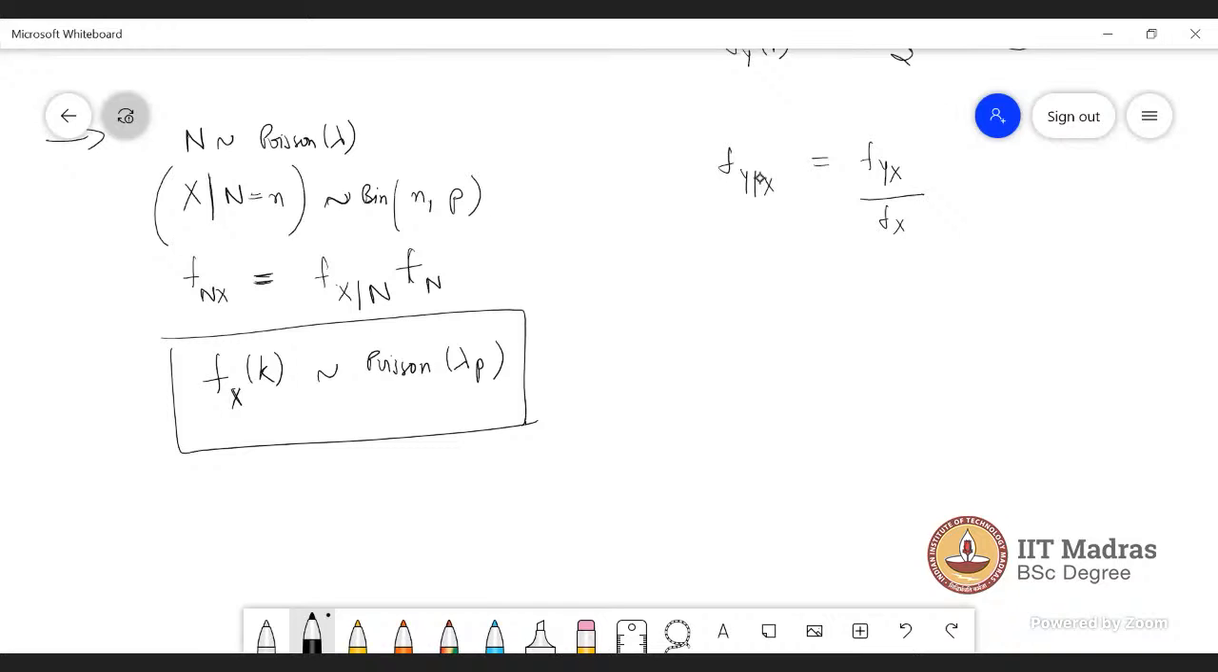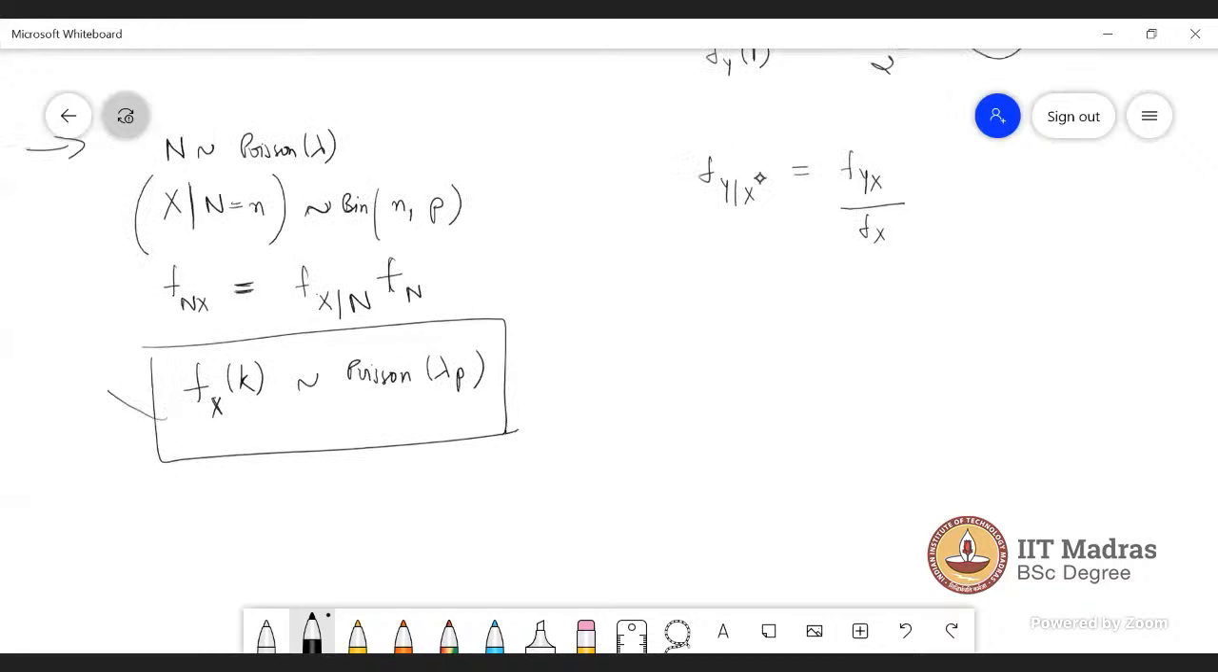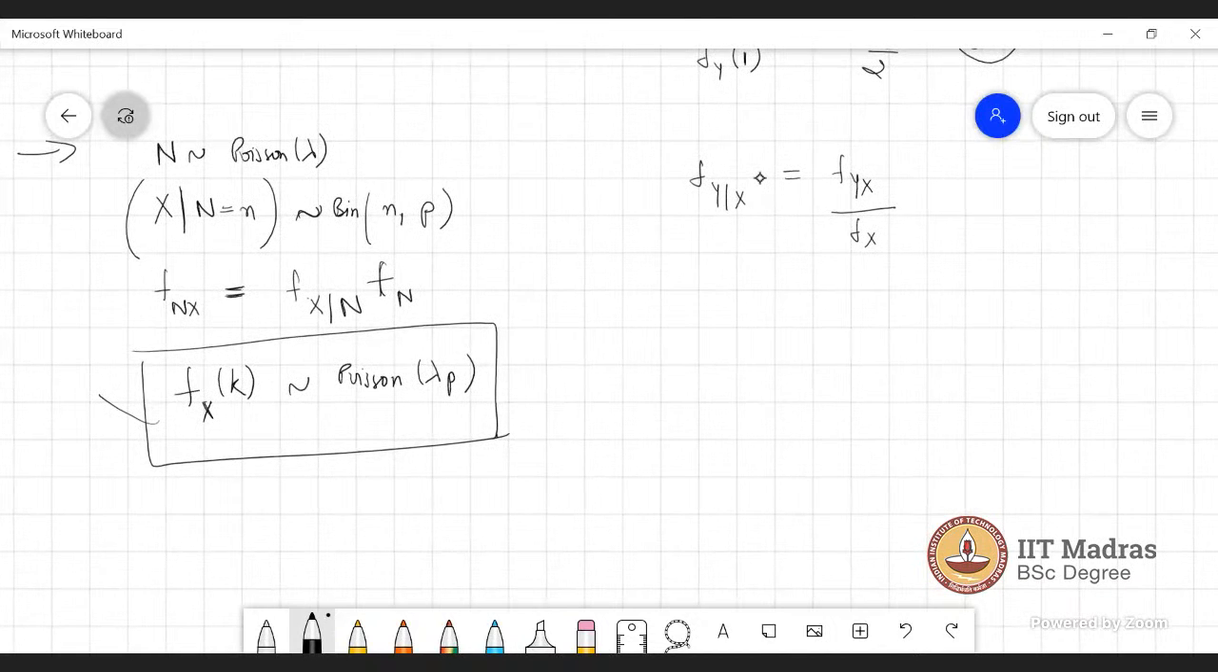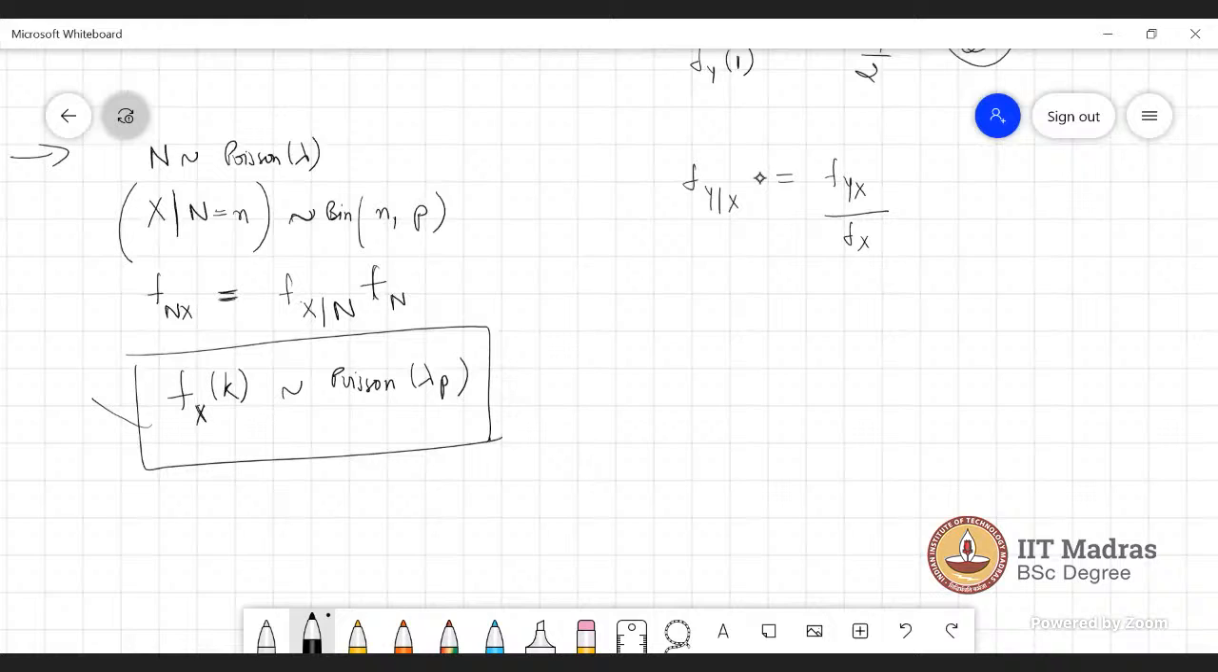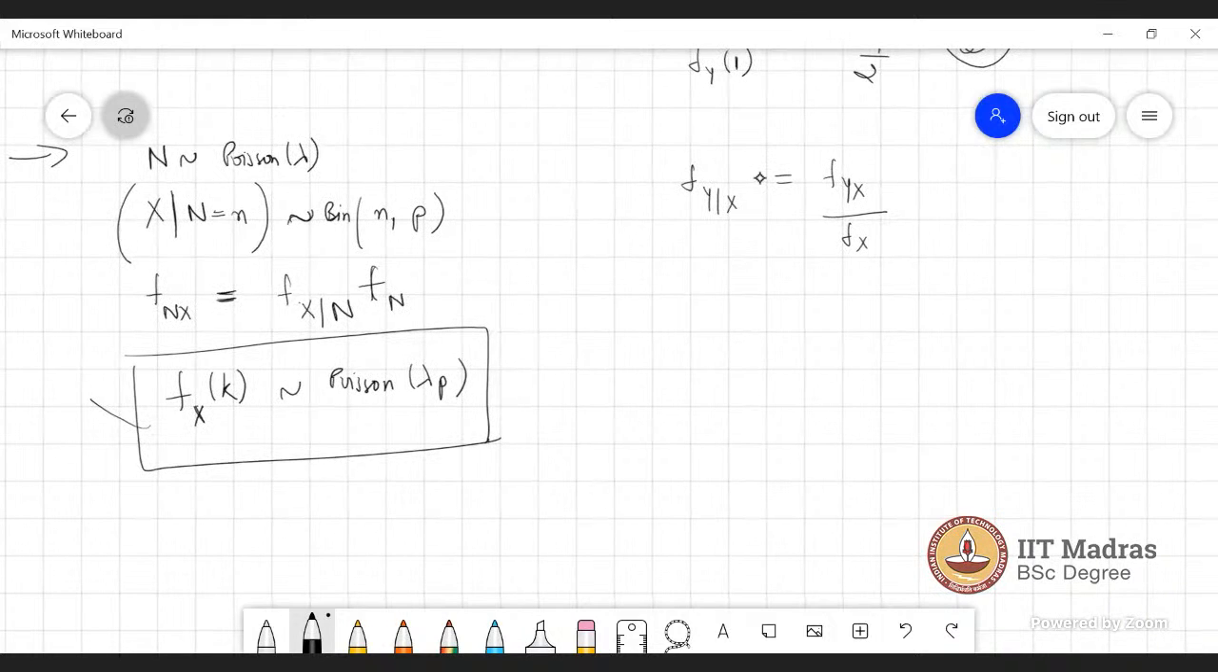You must have seen many problems on this concept, so this is kind of important. Just remember this. If you have a problem with the derivation, please go back to the lecture and look at it once.